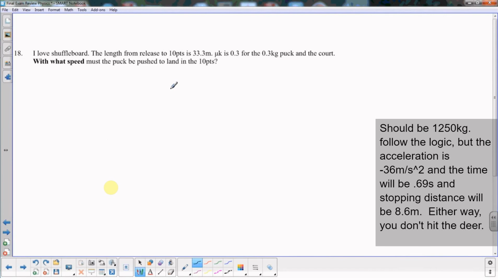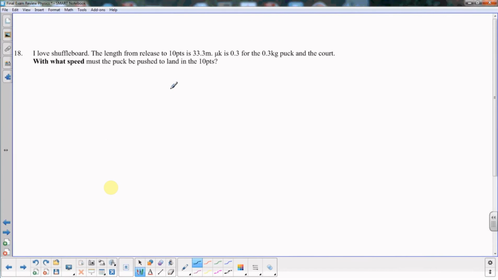Next problem, I love shuffleboard. Length from the release at 10 points is 33.25 meters. Mu is 0.3 for the 0.3 kilogram puck.